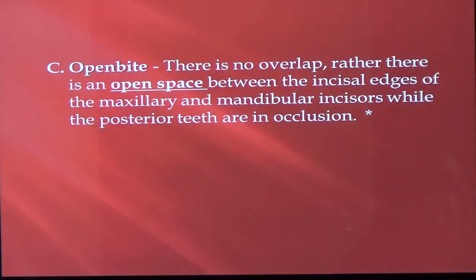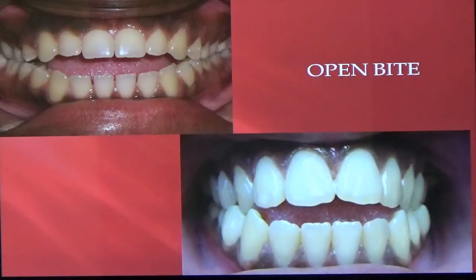Open bite is just the reverse. Usually the back teeth are hitting; either they were a thumb sucker or it was just developmental. They ended up where there's a space between their front teeth. So something like that would be an anterior open bite.